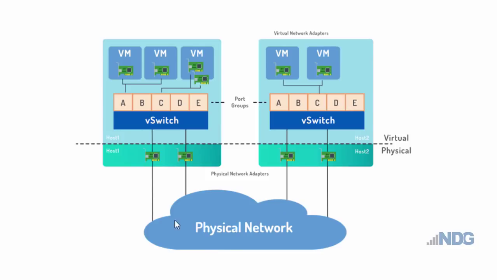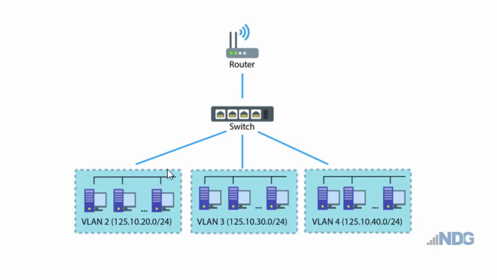Now, VMware virtual switching has advanced capabilities. You can take those virtual switch port groups and assign them to VLANs. So you can have a VLAN 2, a VLAN 3, and a VLAN 4 all assigned to the switch ports in a port group and then connect out to a physical switch.